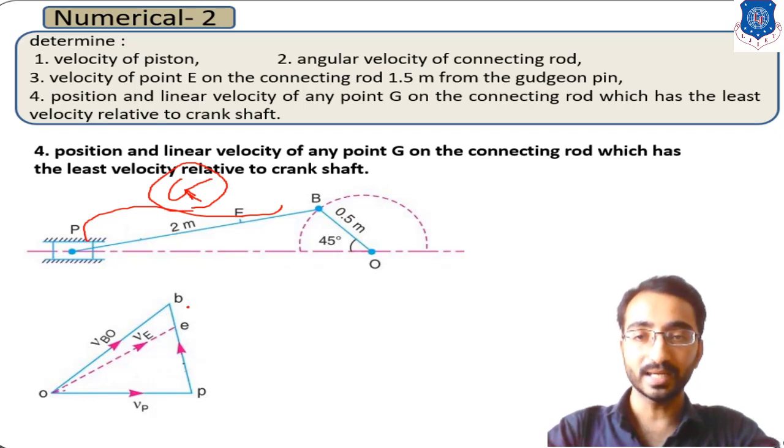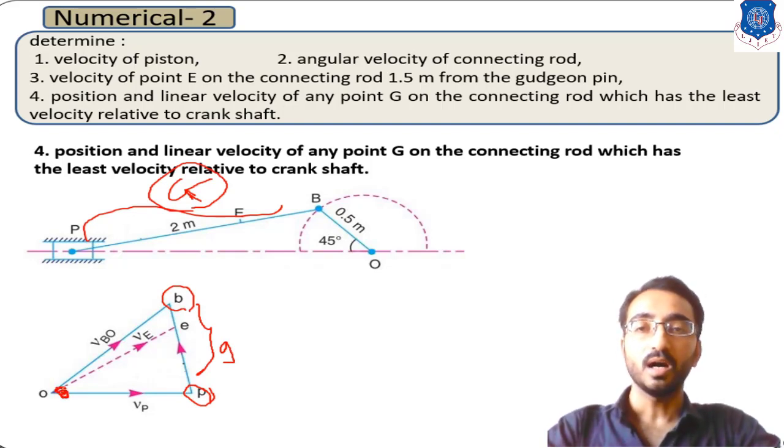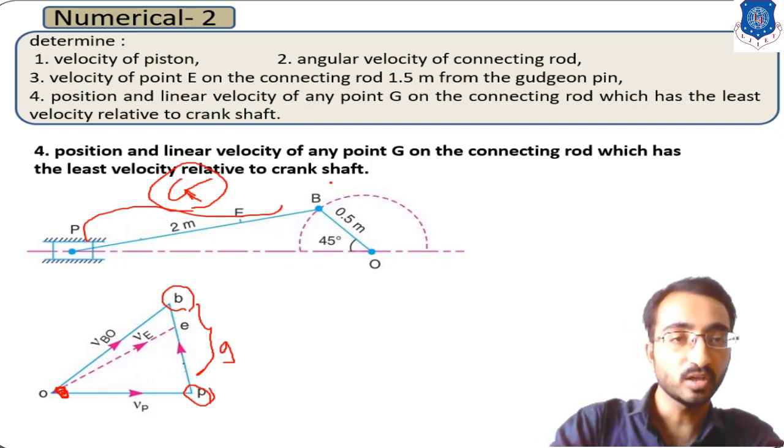So if you want to find any point on this PB line which has the minimum distance from point O, that will give you the point which has the minimum velocity.